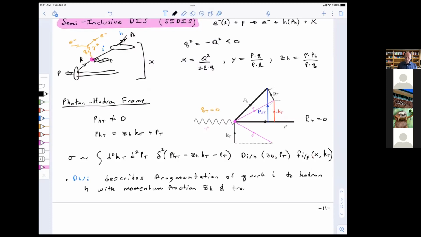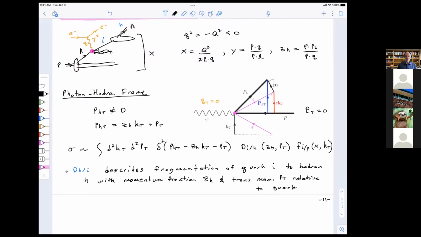And there's also a transverse momentum, and that's the PT. And the PT in the fragmentation function is measured relative to the quark's PT. And that's why the total hadron is given by the quark plus the PT, because the PT is the relative, the difference of this and this. All right, so that's kind of the new thing that's going to show up.